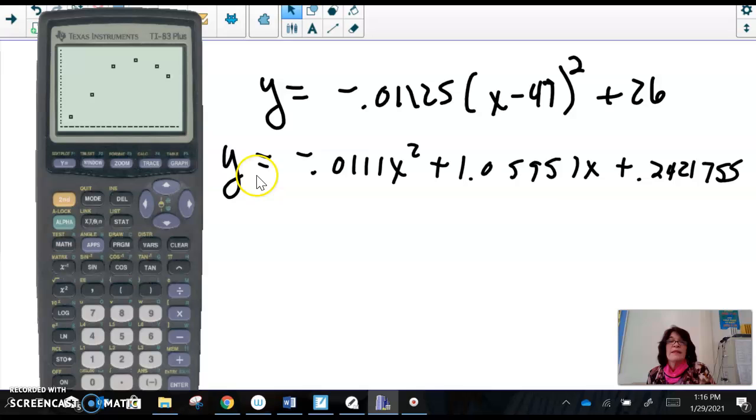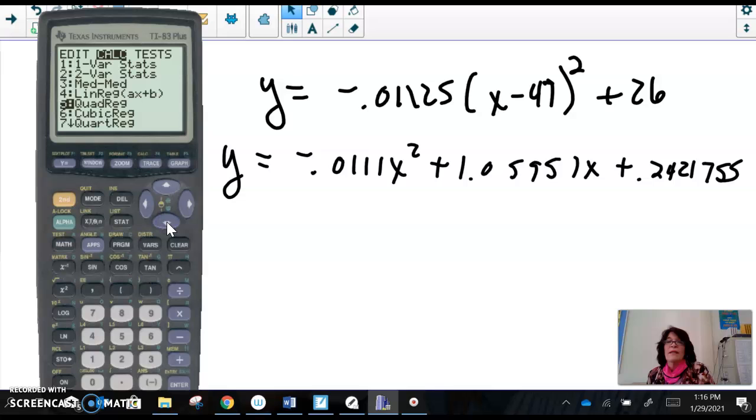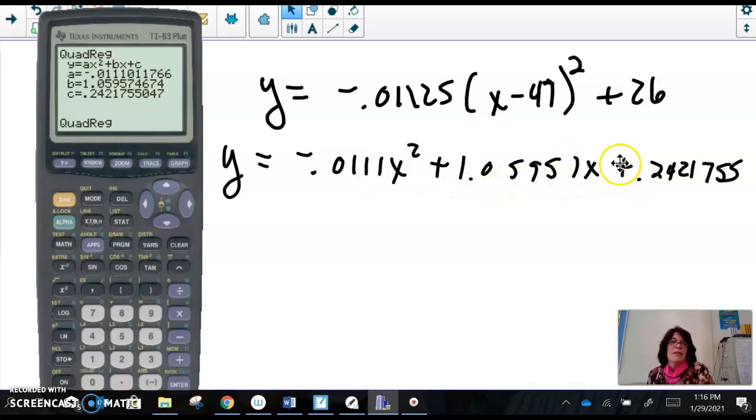Now this was the equation that the calculator came up with. Remember, first we put the list in, like we said edit, and we put the list in, right? You saw me do that. The next thing you do is go to stat and calculate the quadratic regression. It gave us the A, B, C, which I wrote down here. I didn't write the whole number, sorry, but negative 0.0111 was A, 1.05957 was B, so that's AX squared plus BX plus C, and C was 0.2421755.